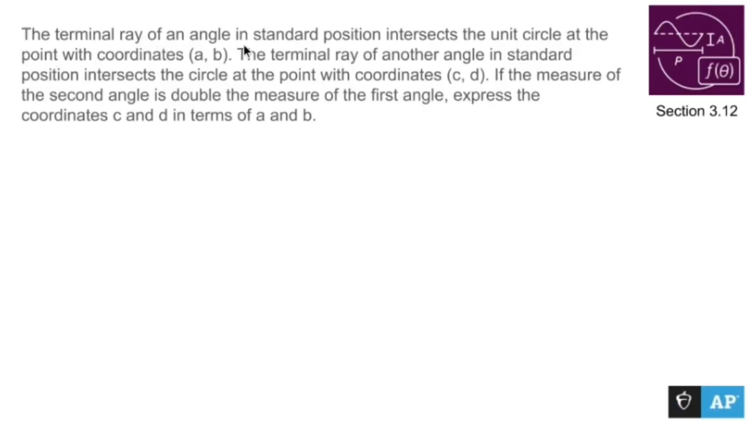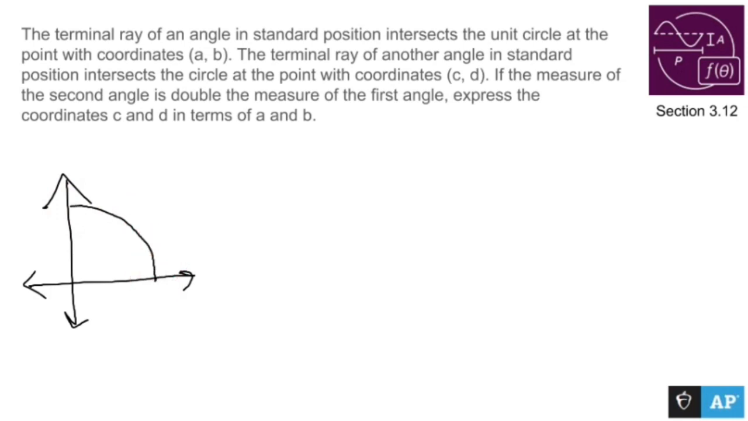The terminal ray of an angle in standard position intersects the unit circle at the point with coordinates A, B. The terminal ray of another angle in standard position intersects the circle at point C, D. But if the measure of the second angle is double the measure of the first, express the coordinates C and D in terms of A and B.